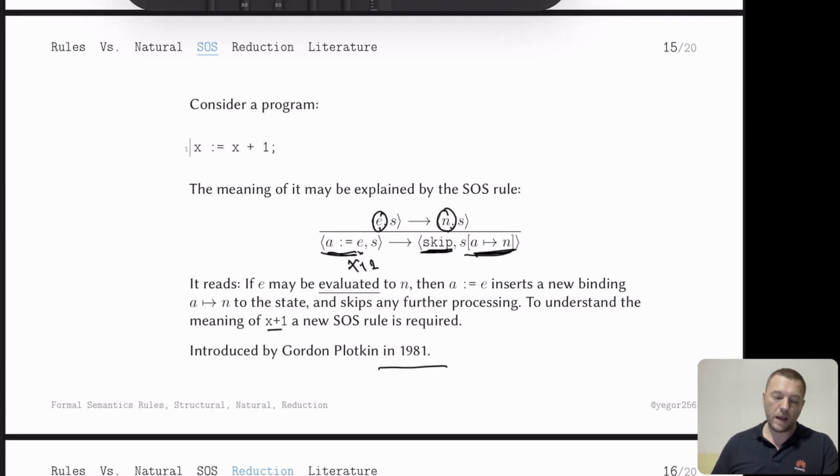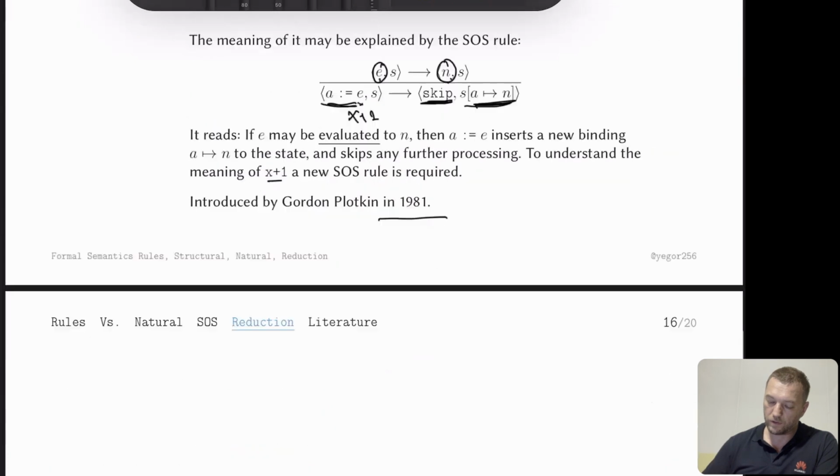Nowadays, if you read any serious paper about programming languages or analysis or compilers or optimizers or refactoring tools, they will all deal with this semantics, these inference rules and the ways of describing semantics.